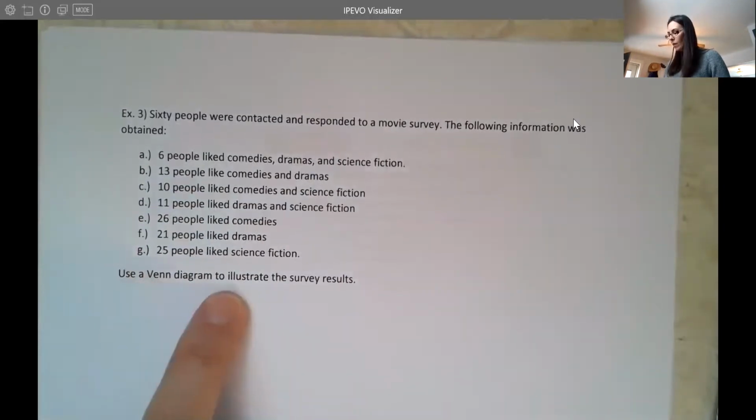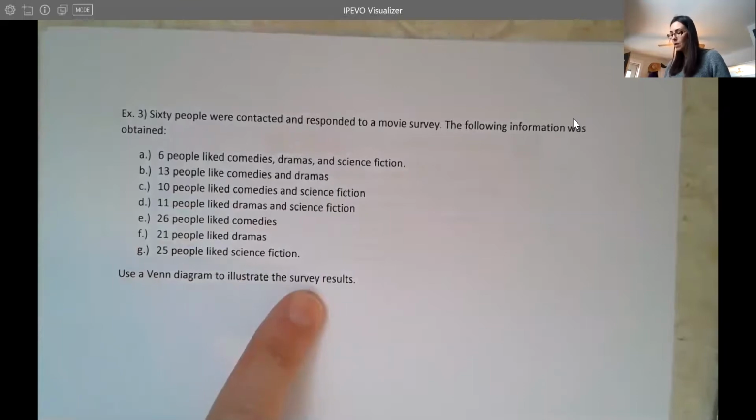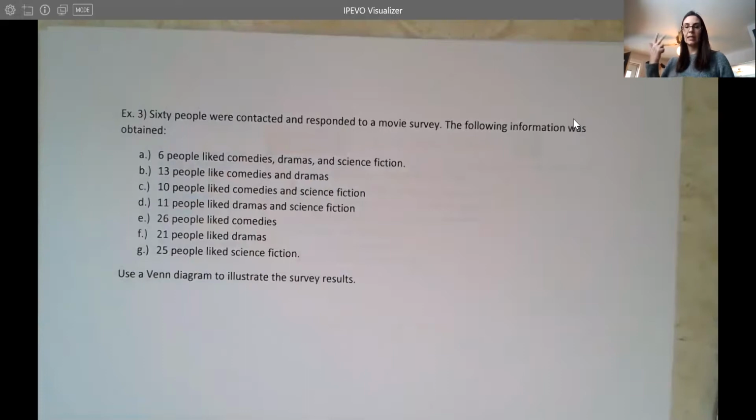We're going to use a Venn diagram to illustrate the survey results. So the first thing I'm noticing is I have 3 different sets here, right? I have comedies, dramas, and science fiction. So I'm going to use those as my 3 sets in my Venn diagram.